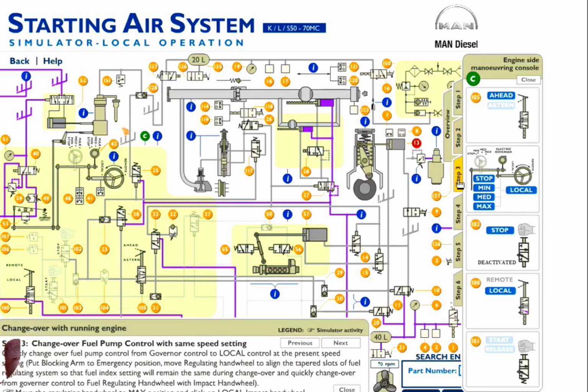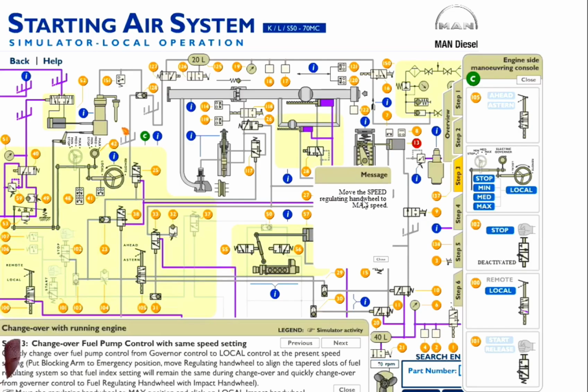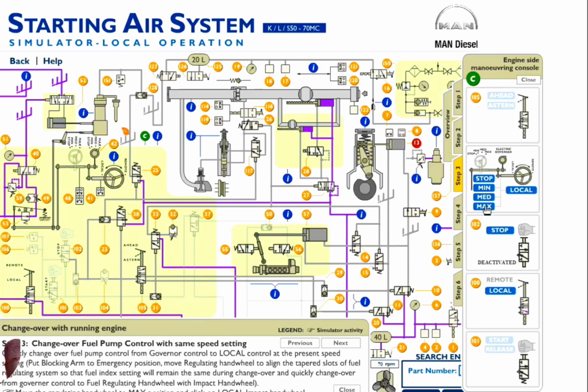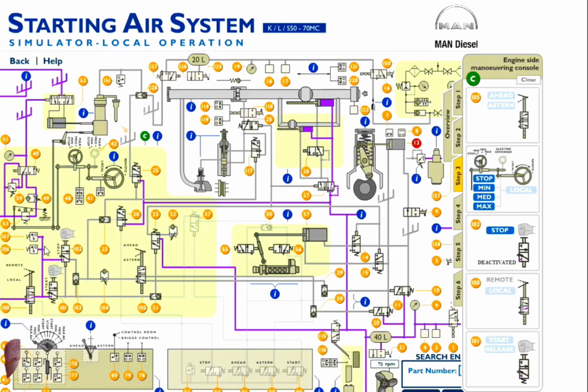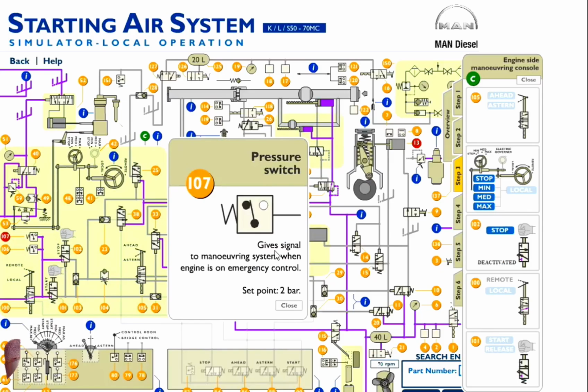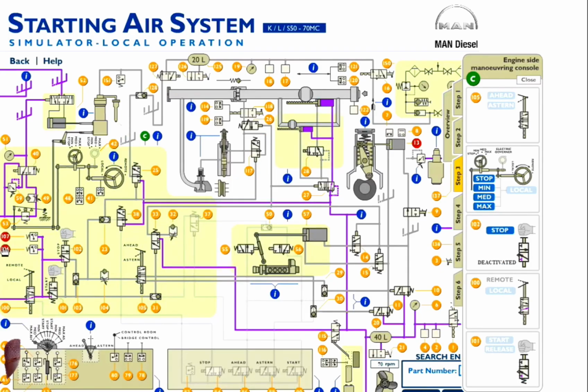Next, we will take the control local. We're going to ahead. Okay, we change to ahead. Move the speed regulating handle to the maximum. Yes, because we have 70 RPM. We will move to the maximum. Local control. Correct. Next, we set local here, and a signal is activated, so we can stop and also give signal to maneuvering system when engine control is on emergency control. Pressure switch is activated here.